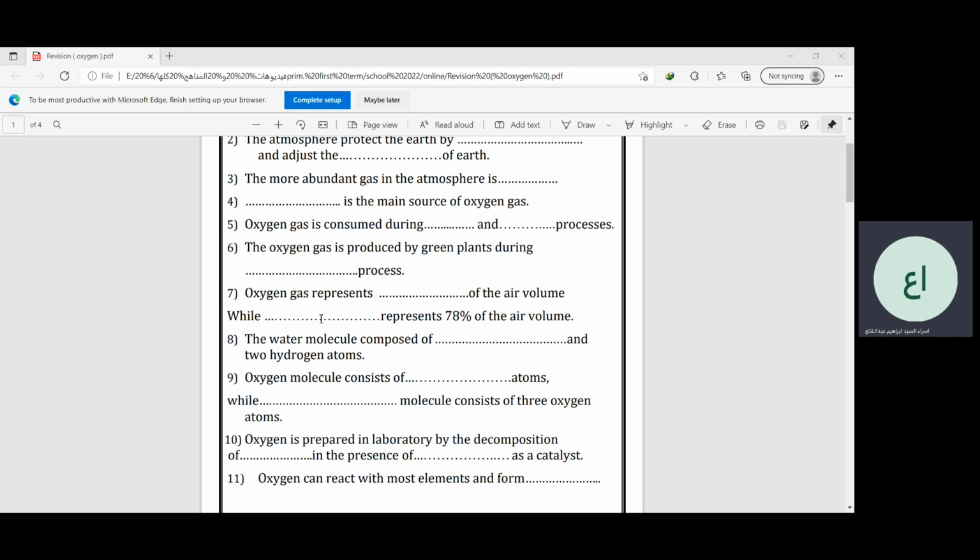Number 8, the water molecule is composed of. Among the importance of oxygen is the formation of water. Why, Miss? Because water consists of 2 hydrogen atoms and 1 oxygen atom. Because the water formula is H2O, so here it is composed of, it says 2 hydrogen atoms, so here I write 1 oxygen atom.